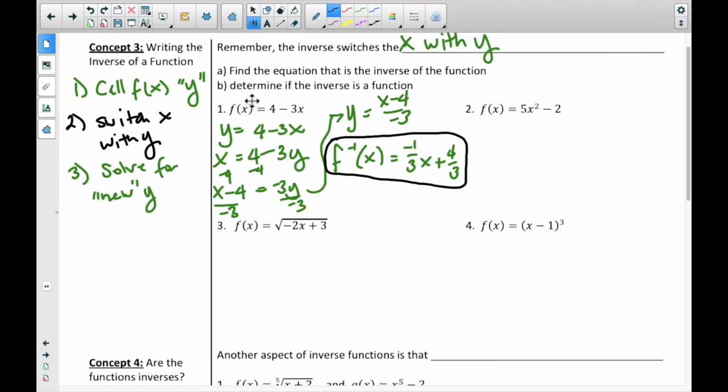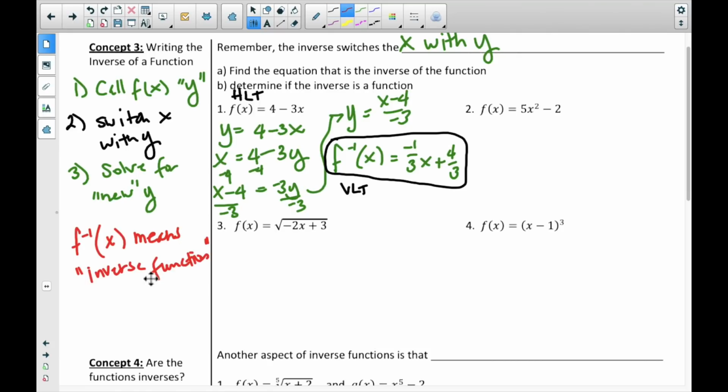Part B, determine if the inverse is a function. There are two ways we can do this. We can look at the horizontal line test for the original equation, or we can look at the vertical line test for the new equation. So if we look at the horizontal line test for the original equation, this would be a straight line, right? And it would pass the horizontal line test. Now let's look at this next one. We're going to decide if this passes the vertical line test. And once again, it's a straight line, so it is going to pass the vertical line test.